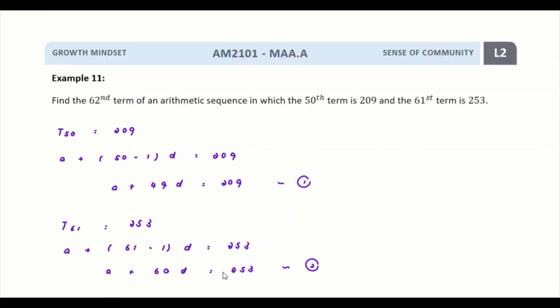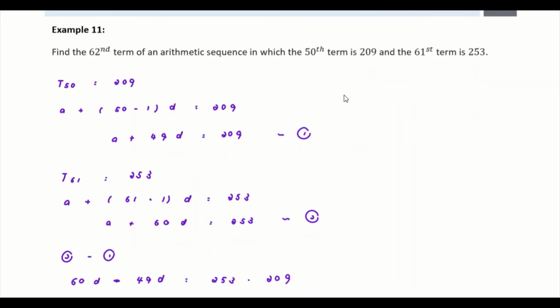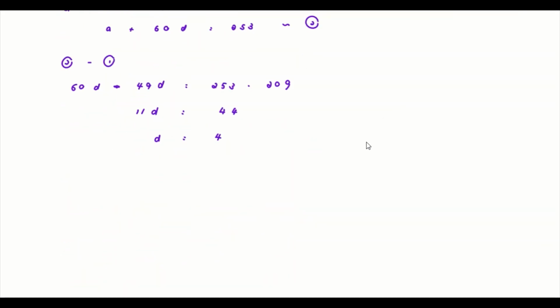Which is correct because you can see that the terms are actually increasing. Compared to your 50th term, the 61st term is actually larger. After we got this answer for this question, we actually do not really need to get our a, because the question wants the 62nd term, which we already have from our 61st term, right? So T62 will just equal the T61 plus the d. So that's 253 plus the d here, which is 4. Then from here we can get 257.